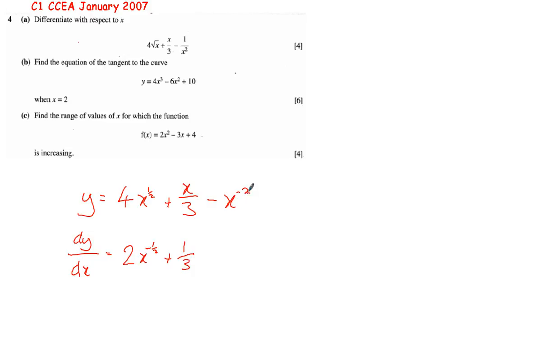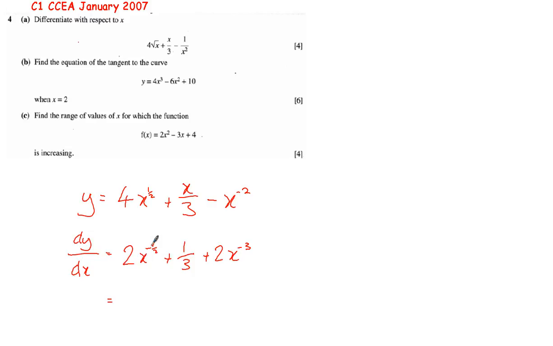And for this one here, when I multiply through by the power, minus times minus 2 is plus 2. Be careful when you reduce the power by 1, though. Minus 2 subtract 1 is negative 3. And we should be okay, we'll get full marks for that. However, we should be confident enough to return these back into fractional form, because sometimes that can be very useful.